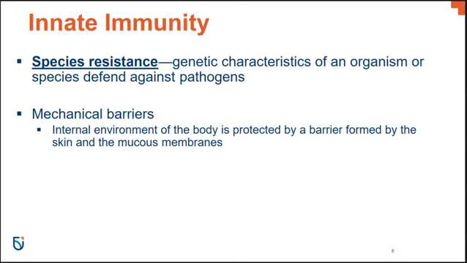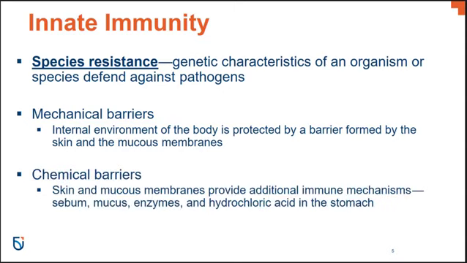Besides forming a physical protective wall, the skin and the mucous membranes operate various additional immune mechanisms as well, these chemical barriers. Substances such as sebum, which contains pathogen-inhibiting agents, mucus, in which pathogens can become stuck and end up being swept away, enzymes, which may hydrolyze pathogens, as well as hydrochloric acid that's found in gastric or stomach mucosa, which can destroy pathogens. All of these may also be present to act as part of our innate defense.